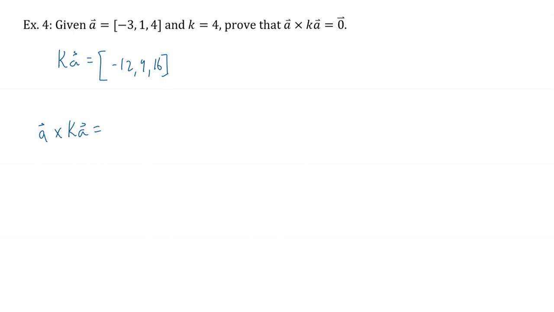Okay, so I'm going to do A crossed with KA. So I'm starting with the y's again. So 1, 4, negative 3, 1. And then 4, 16, negative 12, and 4.